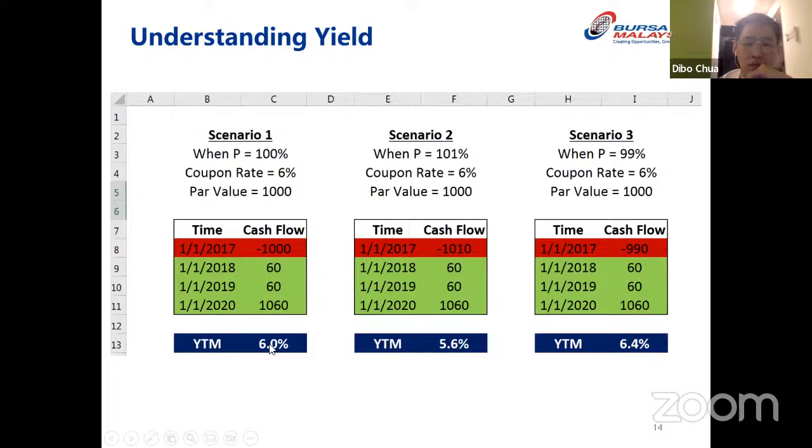This YTM is what we call yield to maturity, meaning if you hold this bond until the end of the maturity date, you will get a 6% return every year. 6% return every year.